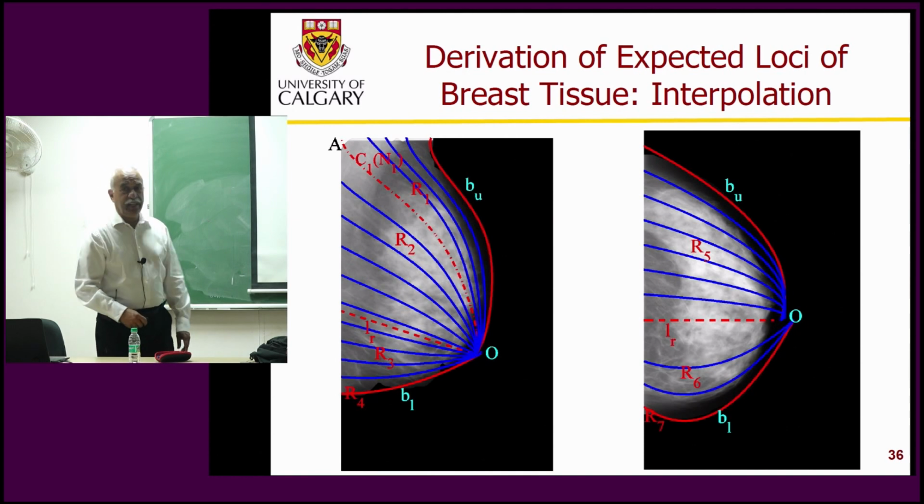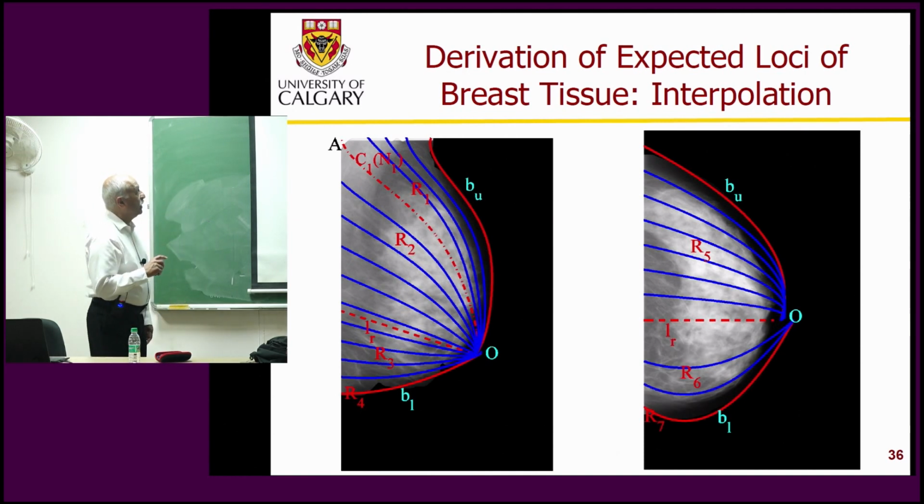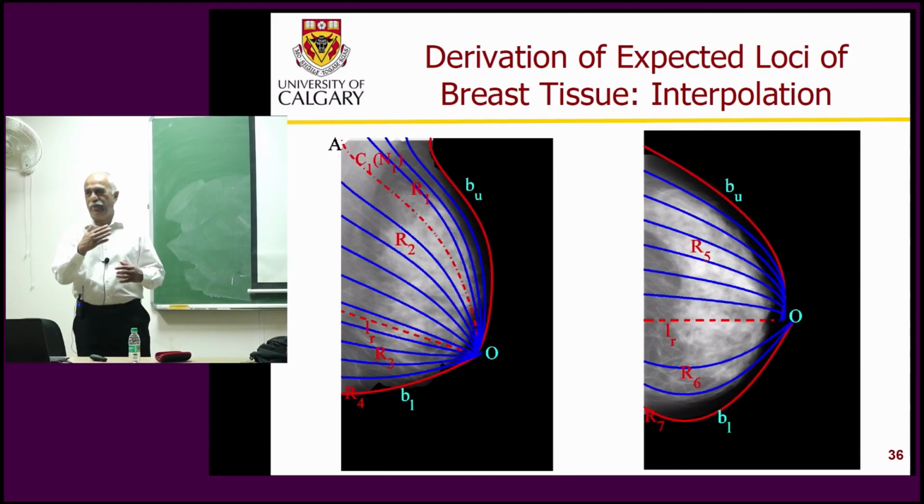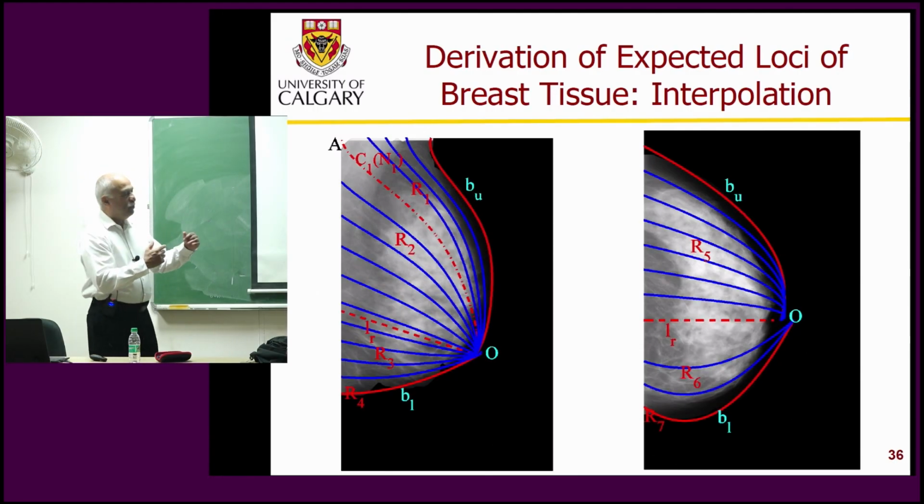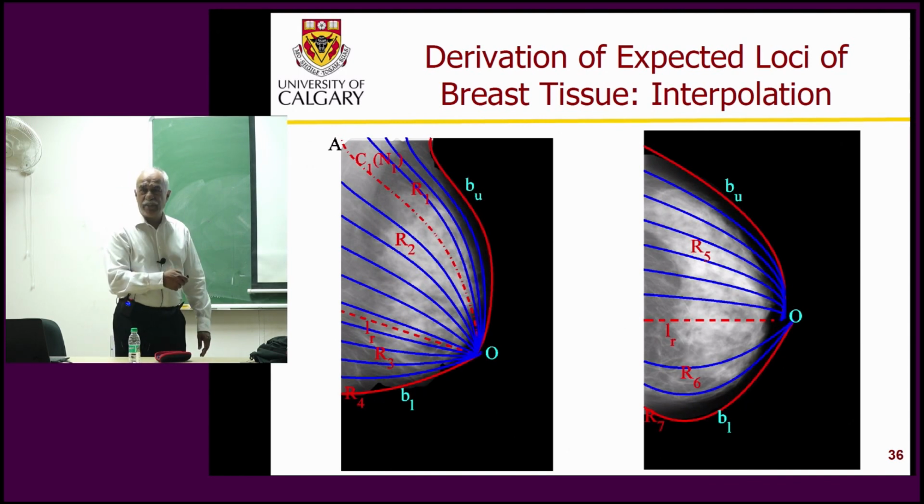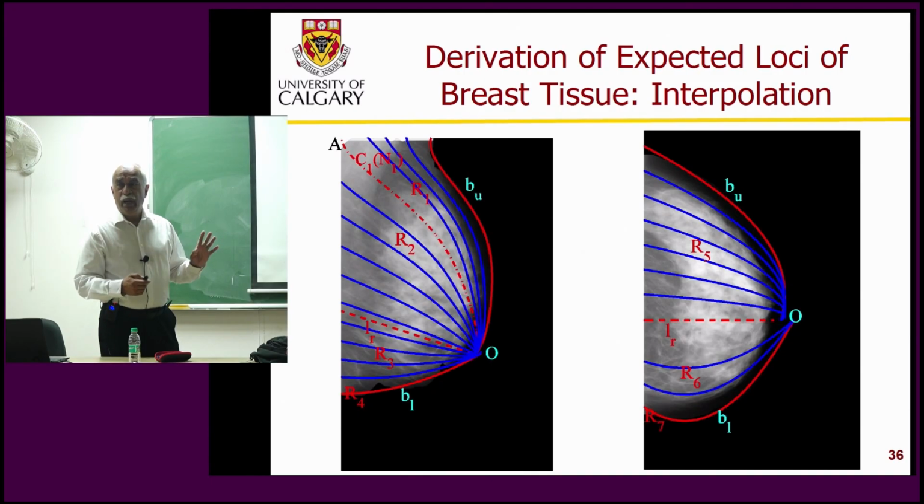So what are these expected loci of breast tissue? And here again, Dr. Desertel told us the breast boundary is related to these contours. So knowing the breast boundary, you should be able to extrapolate or interpolate, as you wish to call it, and get the other contours for every pixel within the mammogram in these regions. For that, the images were broken into these regions marked as R1 to R7. And there are some different procedures for these as to how to interpolate, but they're all interpolations, so I won't go into the details.